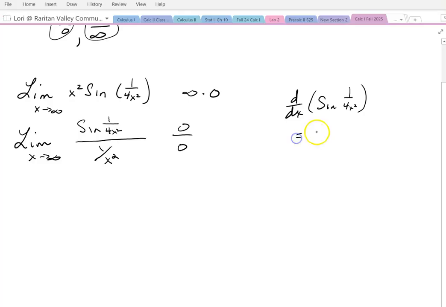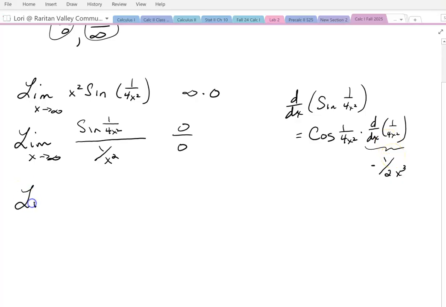And that's simply going to be the cosine times, don't forget chain rule, d dx of 1 over 4x squared. And you can apply, I mean, some students actually like to use the quotient rule on that. You don't have to use the quotient rule. You can just do 1/4 times 1 over x squared, 1/4 of x to the negative 2. And take that derivative, and you will actually get negative 1 over 2x cubed. So d dx of 1 over 4x squared is that.